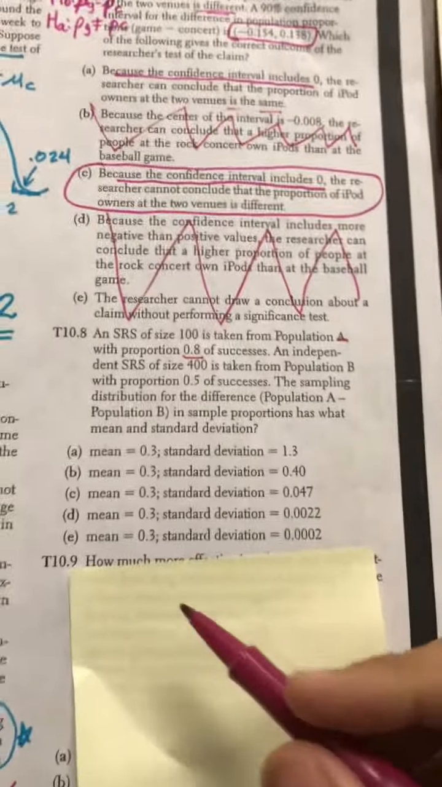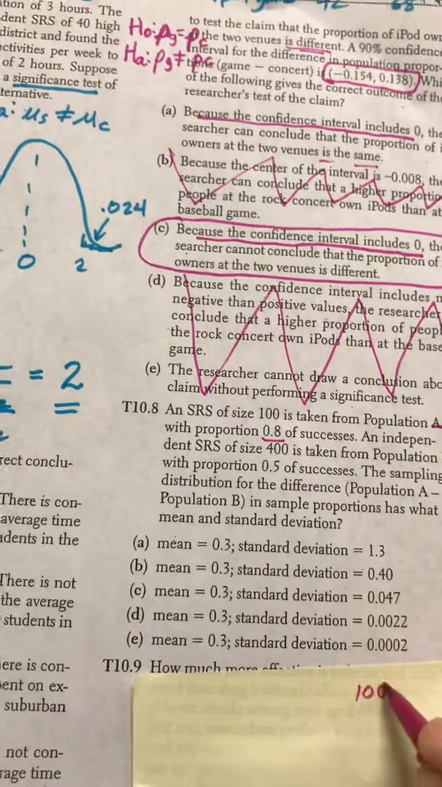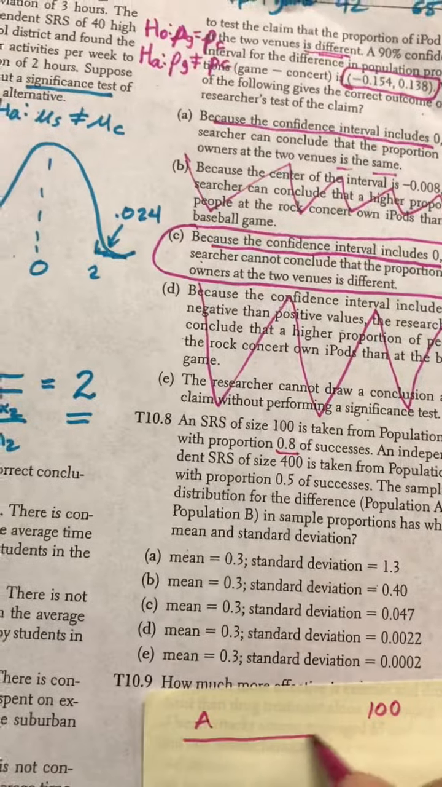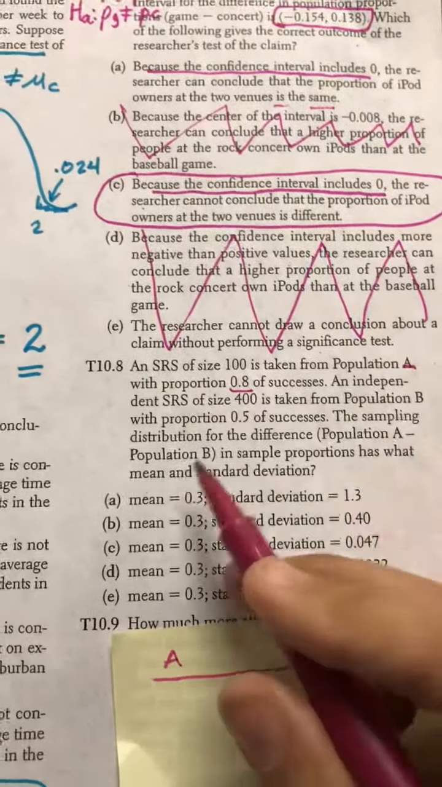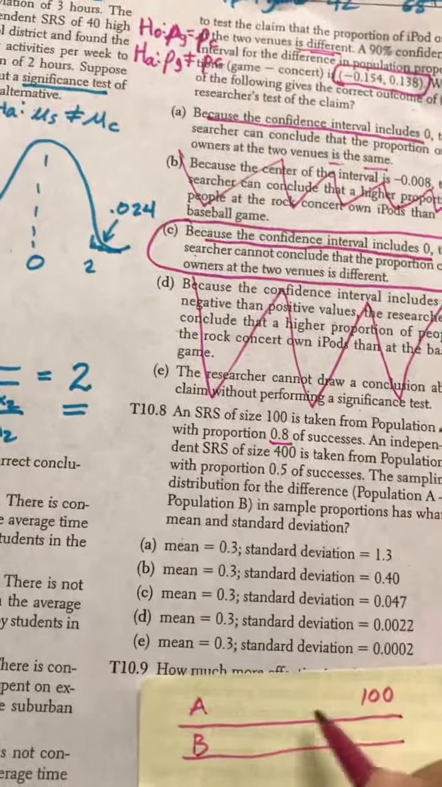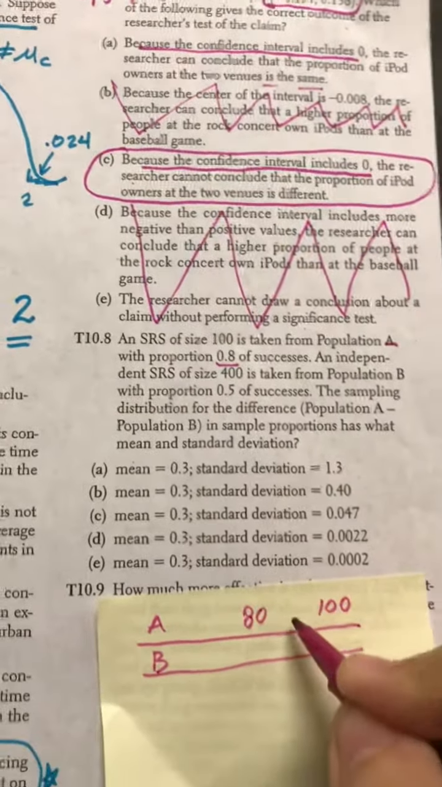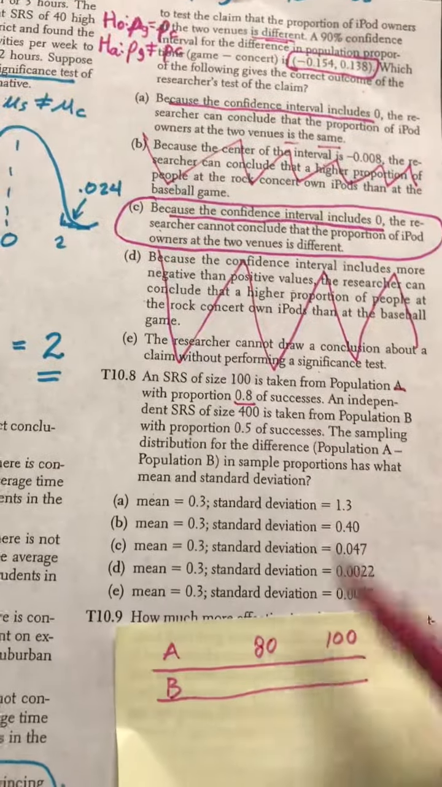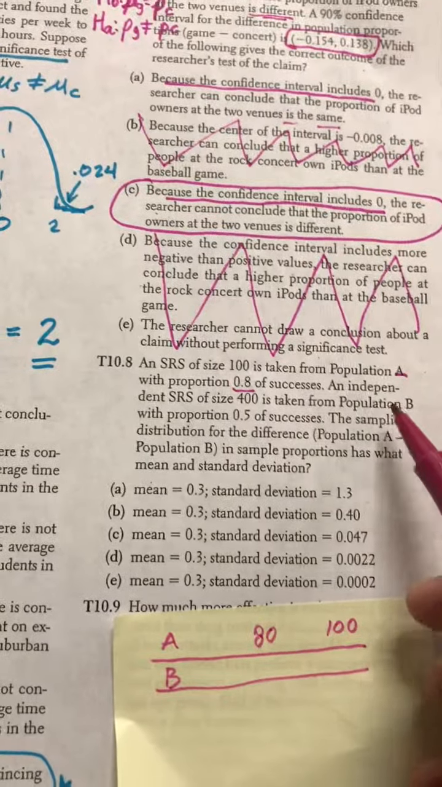Using the same table almost exactly. So 100 from population A, and I am going to do A minus B, so it makes more sense to put A on top, and 80%. So that means 80 yeses and 20 nos. I've got at least 10 successes and 10 failures from sample 1.